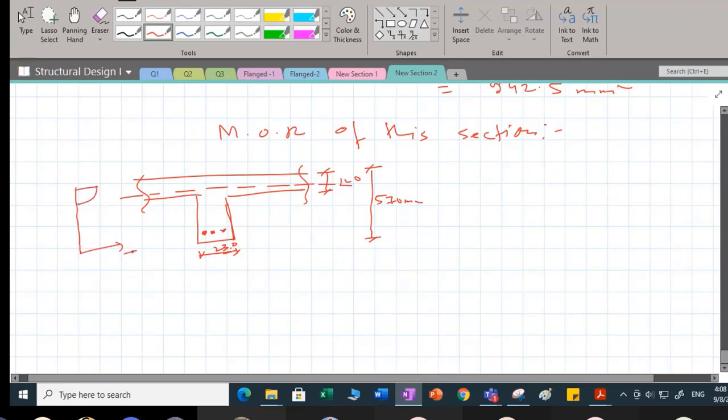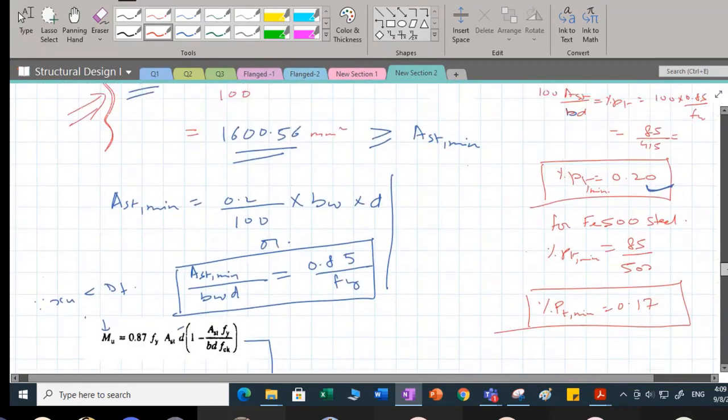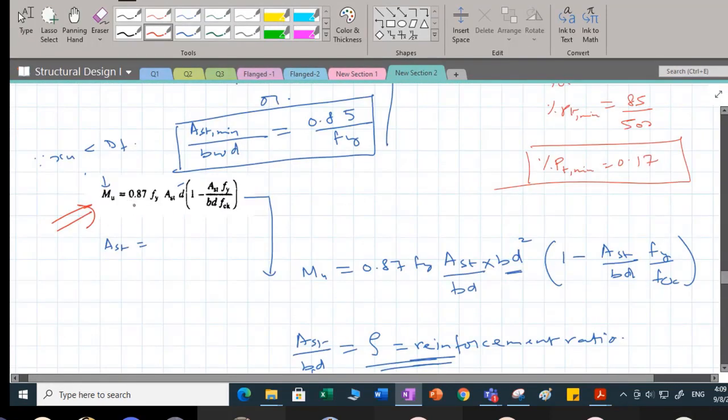So here you have this tension force. Here you have this compression force. This is your lever arm. I recommend you compute the value of XU and compute what will be your moment of resistance. Can you tell me what is the moment of resistance? You can apply this formula directly. Since your neutral axis is lying within the flange, you use this formula to compute moment of resistance very quickly.